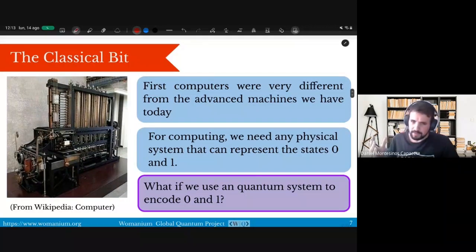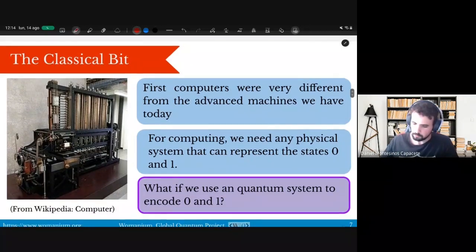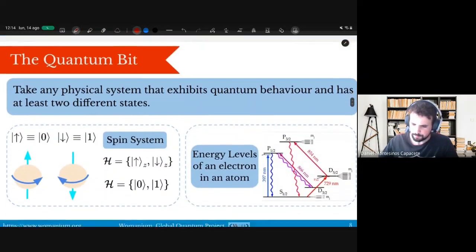So the idea is that we can use any physical system that we can imagine to try and represent this 0 and 1 state that we use for computing. So what could happen is we try to represent this 0 and 1 state using quantum states, right? That's the approach of quantum computing. So let's move into that.